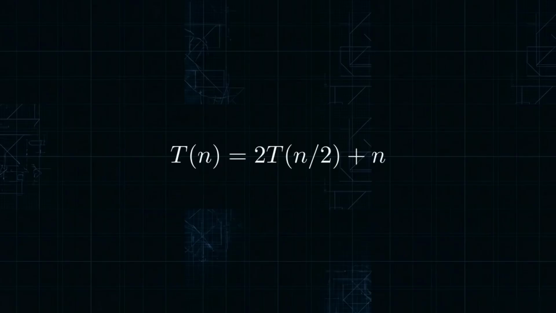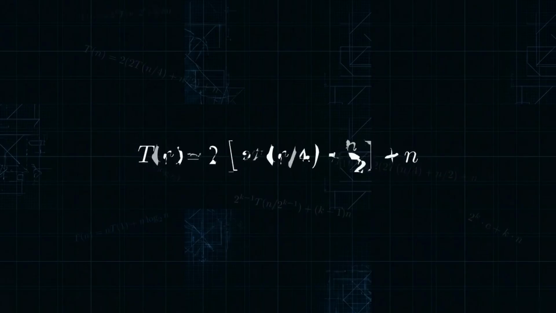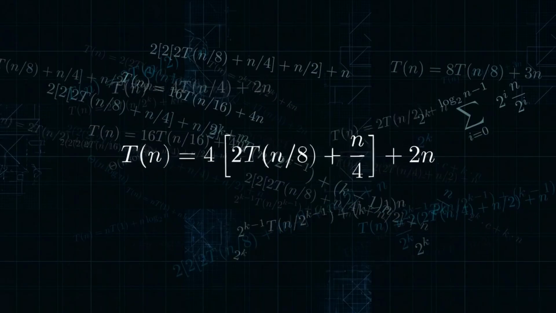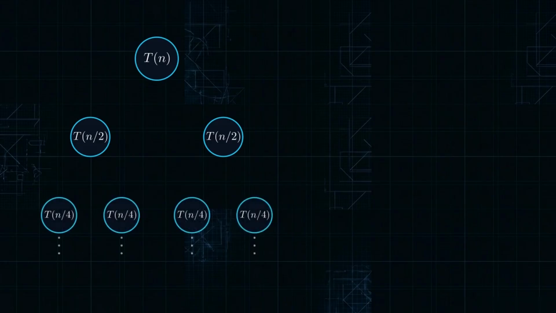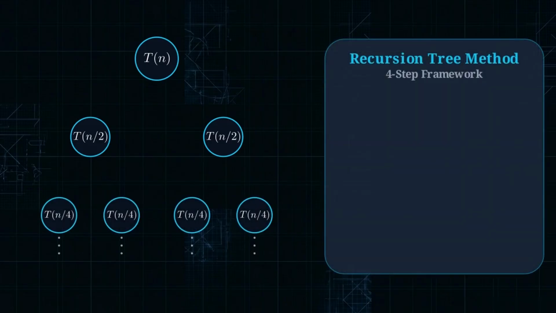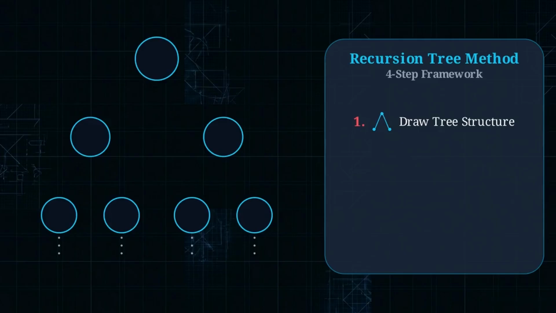In Part 10, we solved recurrences by repeatedly expanding equations, but algebra often hides the true structure of an algorithm. We can map that structure directly using a visual blueprint called the Recursion tree method. To build one, we follow a four-step framework.